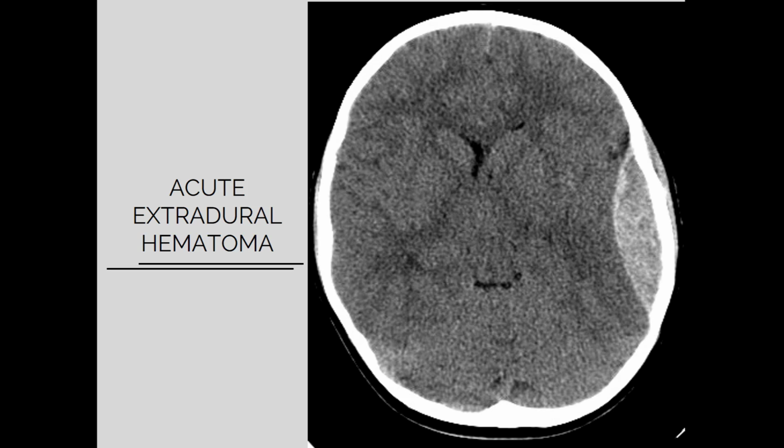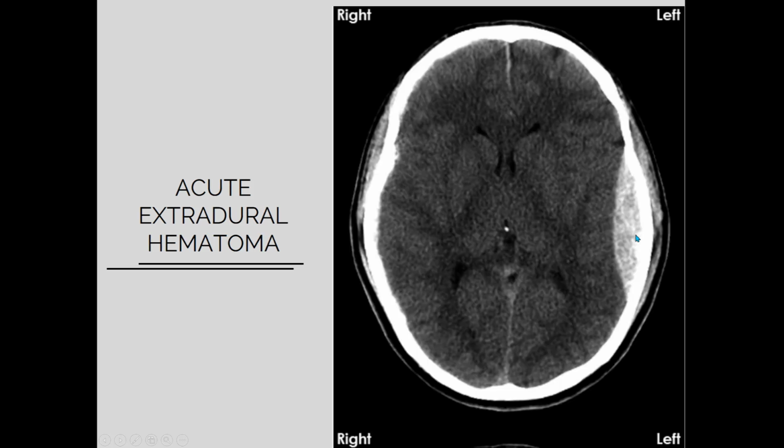And remember that acute hematomas are always hyperdense. If these become subacute or chronic, they may become isodense or even hypodense. Okay, this is also one of the examples of acute extradural hematoma.